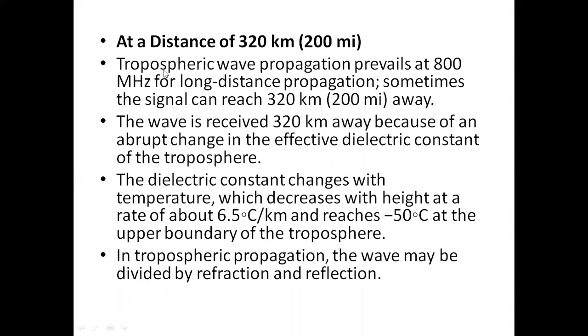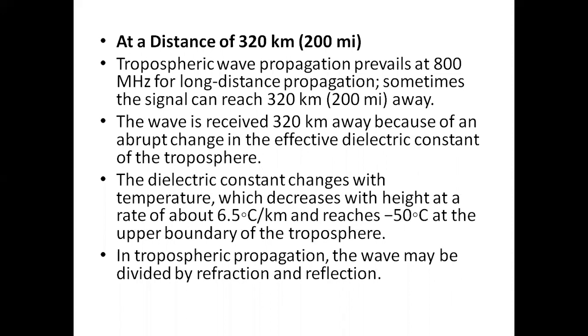Because of these tropospheric atmospheric conditions, the wave extends, or sometimes the signal can reach 320 kilometers away or 200 miles away. So even though our mobile unit is within 200 miles, because of tropospheric atmospheric conditions, the signal can reach 200 miles away. That is 320 kilometers away. So the wave is received 320 kilometers away because of an abrupt change in the effective dielectric constant.